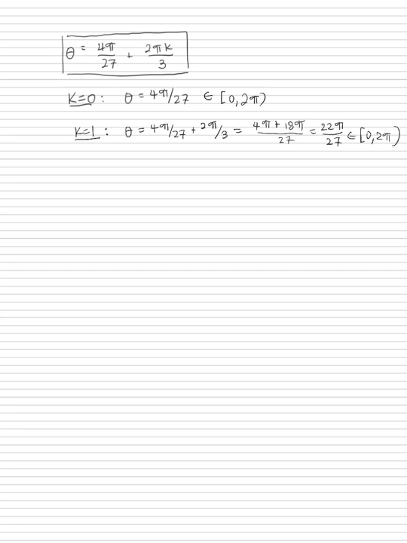Okay, so now let's go with when k equals 2. Theta equals 4 pi over 27 plus, when k equals 2, we're going to have 4 pi over 3, which is 4 pi plus 36 pi all over 27. So what is that? 40 pi over 27. Let me see, is this in 0 to 2 pi? Yes, it is. So this is still in 0 to 2 pi.